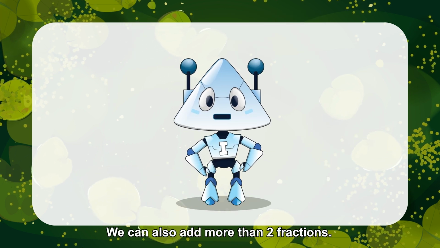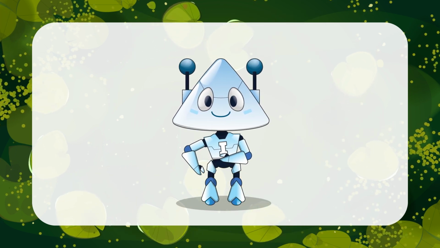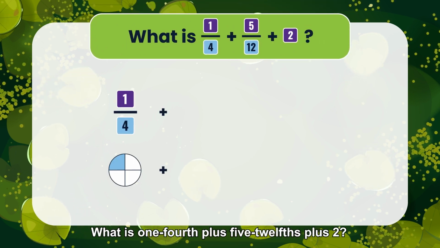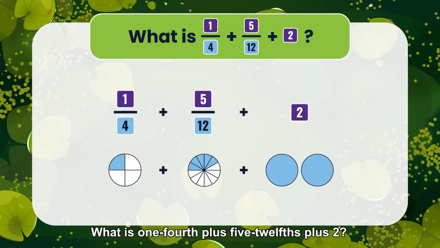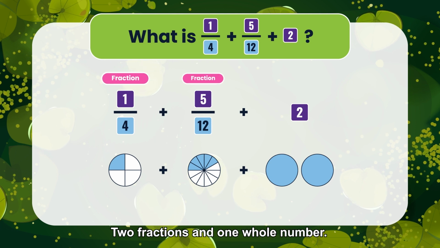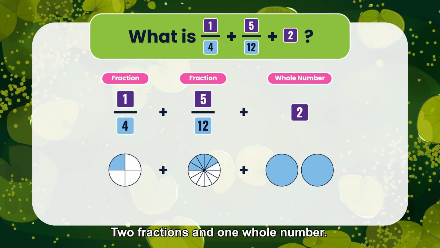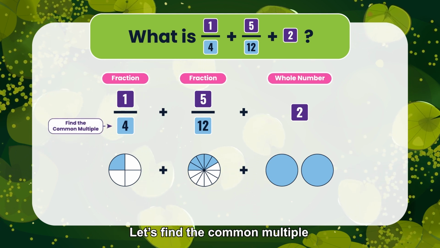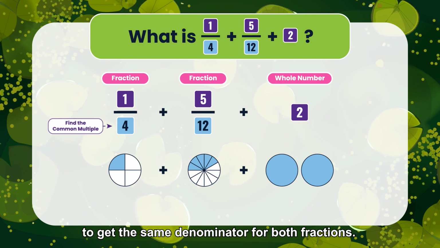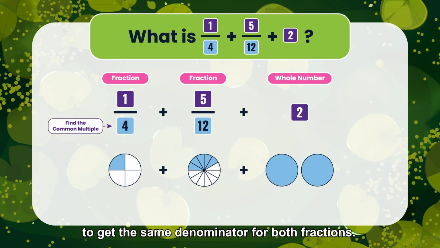We can also add more than 2 fractions. What is 1/4 plus 5/12 plus 2? 2 fractions and 1 whole number. Let's find the common multiple to get the same denominator for both fractions.